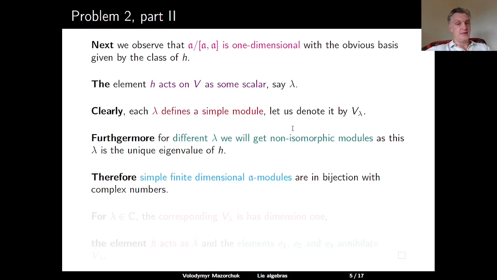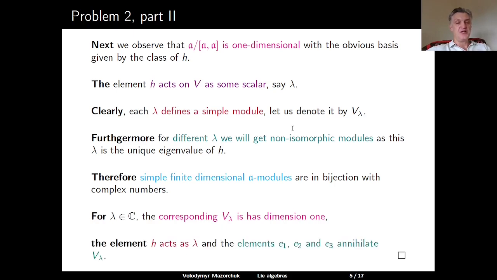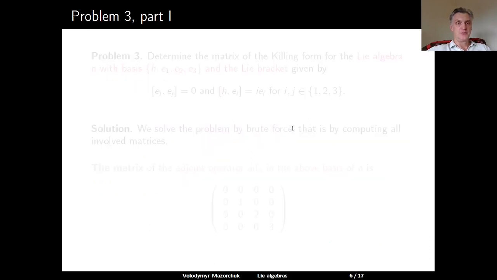Therefore, simple finite-dimensional A-modules are in bijection with complex numbers, up to isomorphism of course. For the complex number lambda, we have the module V lambda, on which H acts as lambda, and E1, E2, and E3 act as 0. And this completes problem 2.